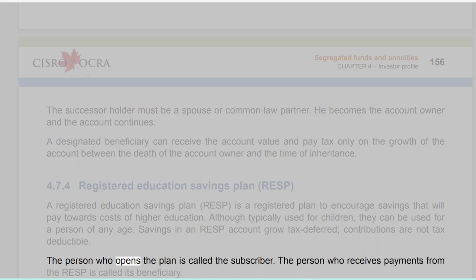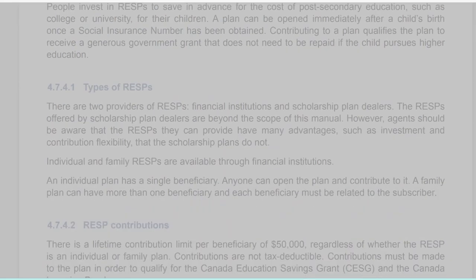The person who opens the plan is called the subscriber. The person who receives payments from the RESP is called its beneficiary. People invest in RESPs to save in advance for the cost of post-secondary education, such as college or university, for their children. A plan can be opened immediately after a child's birth once a social insurance number has been obtained. Contributing to a plan qualifies the plan to receive a generous government grant that does not need to be repaid if the child pursues higher education.